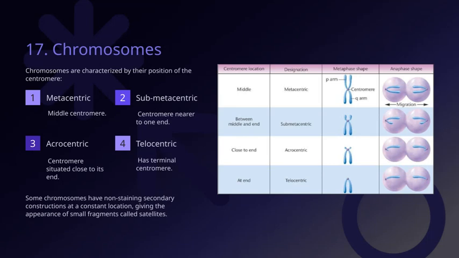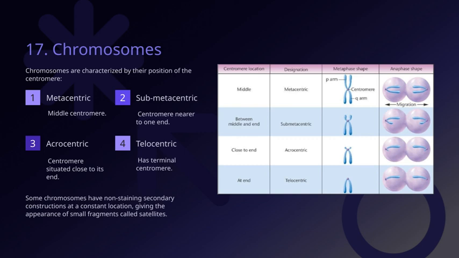Let's take a closer look at how chromosomes are characterized by the position of their centromere. First, some chromosomes have a terminal centromere, which means the centromere is located at the very end of the chromosome. These are called telocentric chromosomes. Sometimes, you'll notice that certain chromosomes have non-staining secondary structures at a consistent location, giving the appearance of small satellite fragments. These are known as satellites.